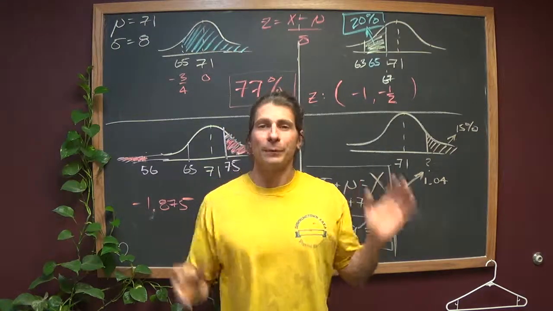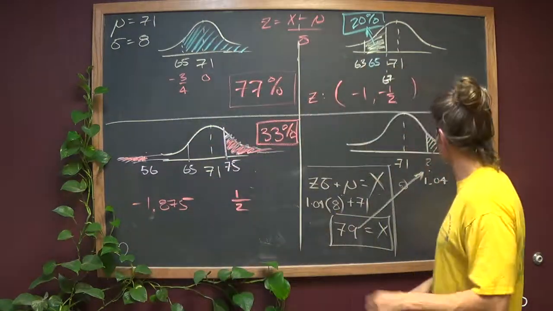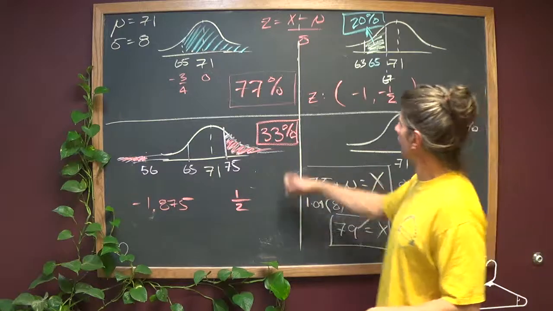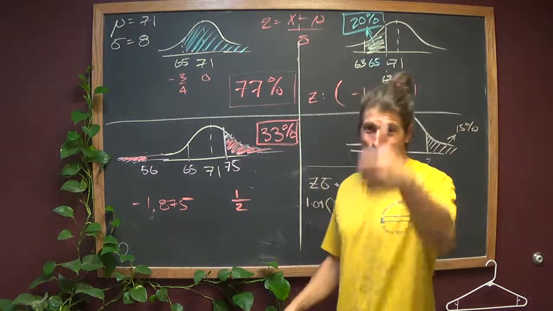So anyway, getting sidetracked. Here's some solutions for you guys. 79 miles an hour, 33%, 20%, 77%. Hope that helped.